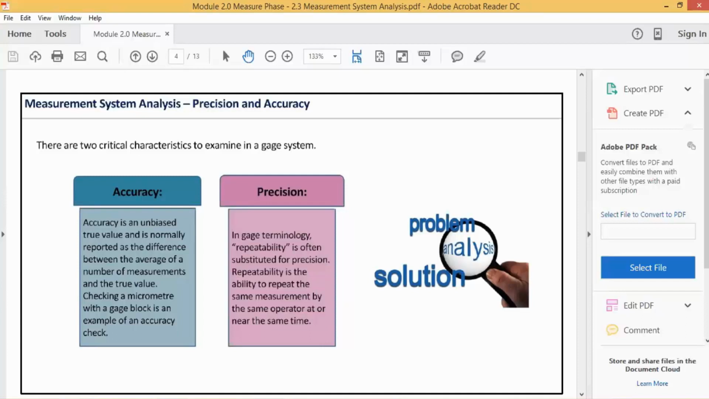See, this is very important. What happens is you measure a part, or a piston, with a measuring instrument. You have to understand that there is a standard for that piston, which is given either by the customer or the process owner. If the measurement is on par with the measure given by the process owner or the customer, it is called accurate. And what is precision? Precision is often substituted with repeatability, the ability to repeat the same measurement by the same operator at or near the same time.